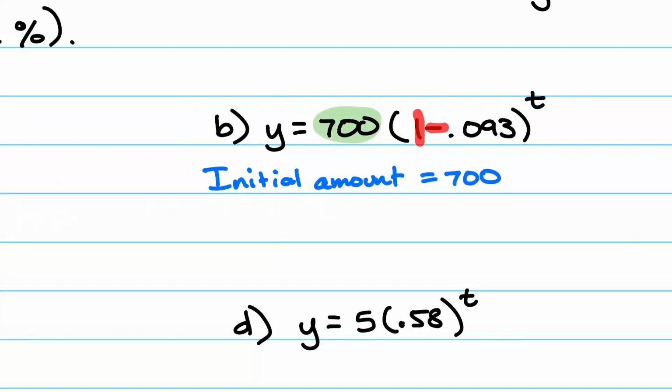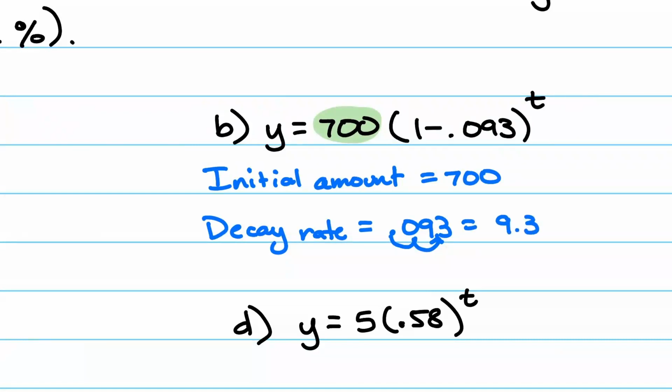So this is going to be 1 minus 0.093. Because I'm subtracting, I know that this is a decay rate. And in this case, it's 0.093. But again, we're going to move that decimal 2 times to the right to make a percentage. Notice where my decimal is, stuck between the 9 and the 3, which means this is going to be 9.3%.